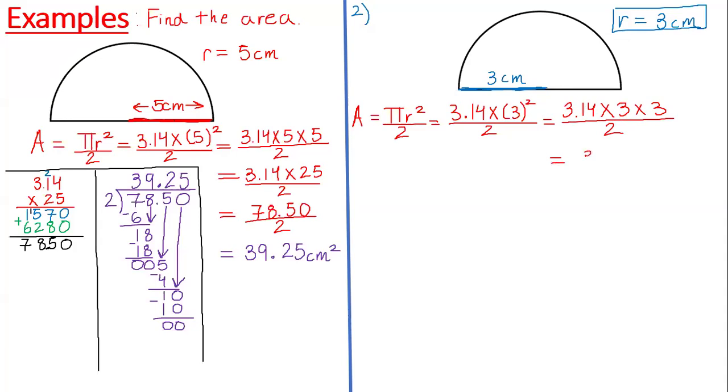3.14 multiplied by what is 3 times 3? 9. Thank you, Cordell. 9. Ajani, are you writing this down? Where's Ajani? Anthony, are you writing this down? Where's Anthony? I'm here. Yes, I am. Okay, good. So 3.14 times 9 all over 2.